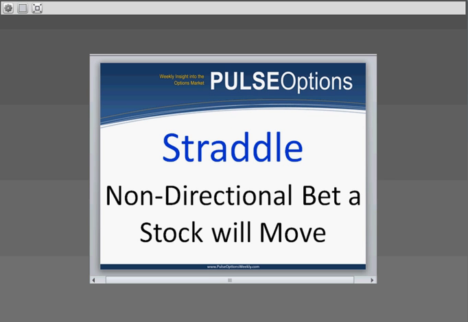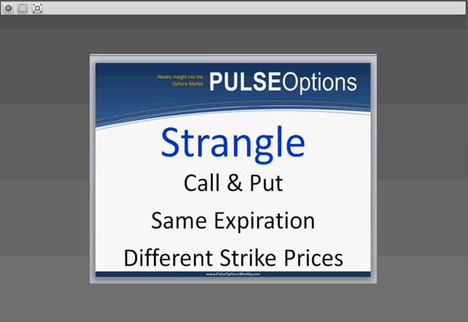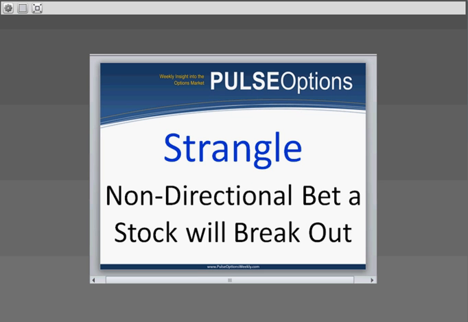Right? It's a non-directional bet the stock will move. It's not saying it will move one direction or another, it will move. We can also do a strangle, which is a call and put with the same expiration but different strike prices. And it too is a non-directional bet. A stock will move, but maybe it'll move even bigger. Understand that strangles don't work as often as straddles, but when they do work, they work for a bigger and bigger gain.